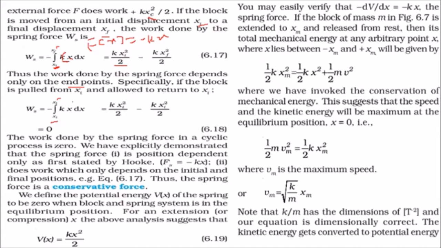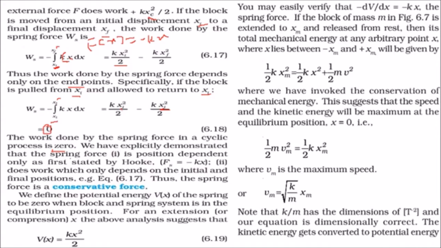If the block is pulled from say xi and allowed to return to xi, the work done will be zero, because the initial position and final position are both xi. If you just pull or push it and allow it to come back to the original position, the work done will be zero. So the work done by the spring force in a cyclic process is zero, because both the positions are the same.